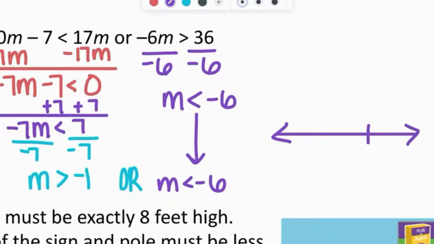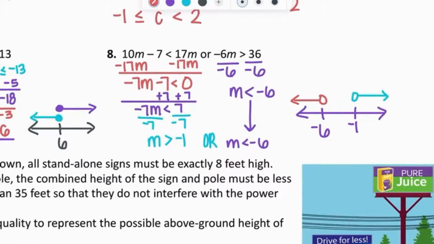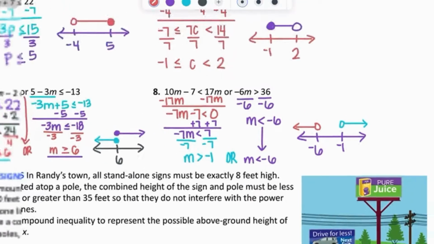So if I put my negative 1 here, it is not an equal to, so it's an open circle. Negative 6, again, not equal to, it's going down, open circle. Just like that. So it's either bigger or smaller. Okay.